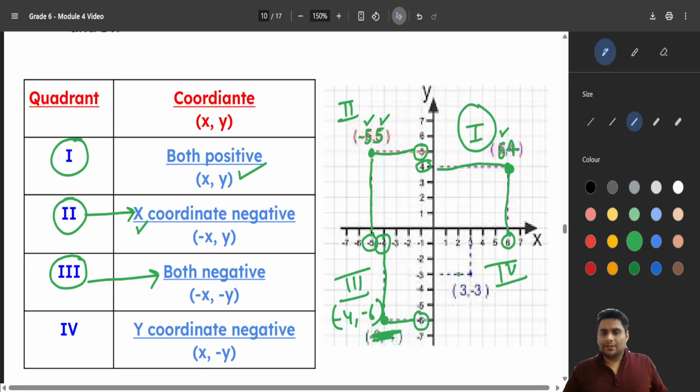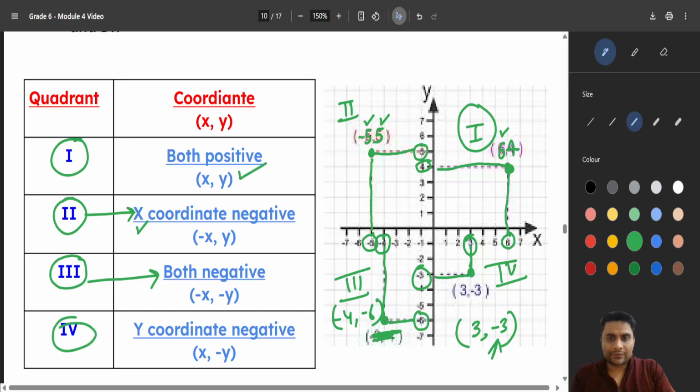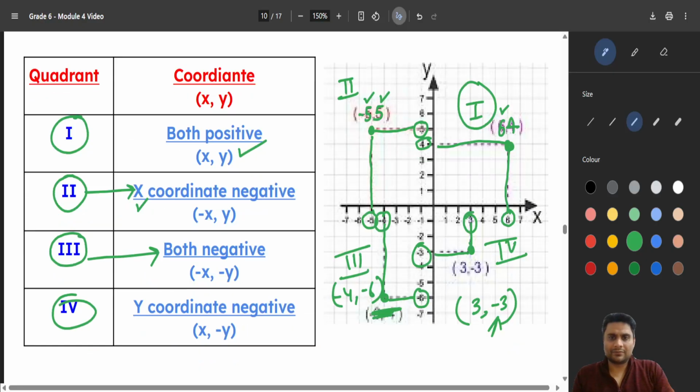The last point here is in the fourth quadrant. x is how much? 3, and y is how much? -3. If you see carefully, in the fourth quadrant the y coordinate is negative. So whenever the y coordinate is negative and x is positive, it is from the fourth quadrant. If you remember this, doing questions in this lesson will become very easy. Okay, let's go.